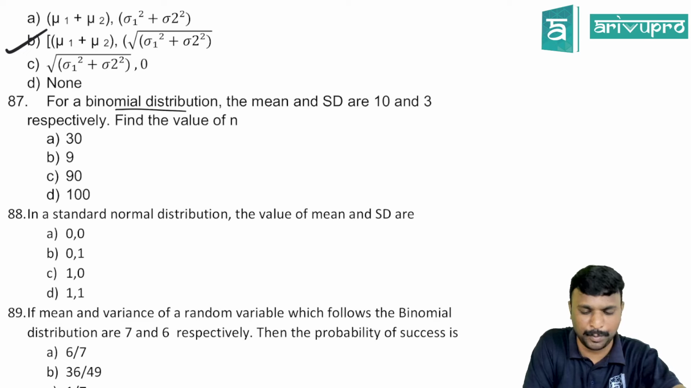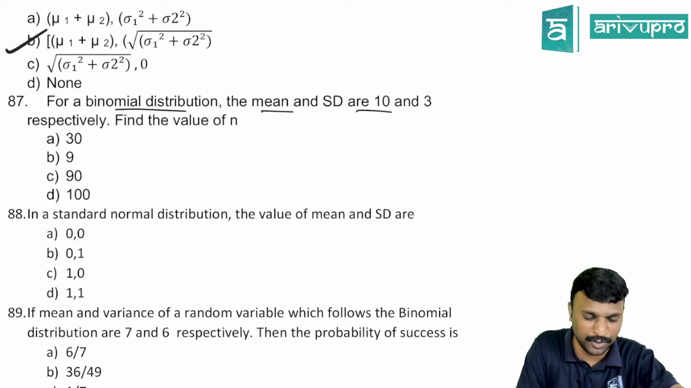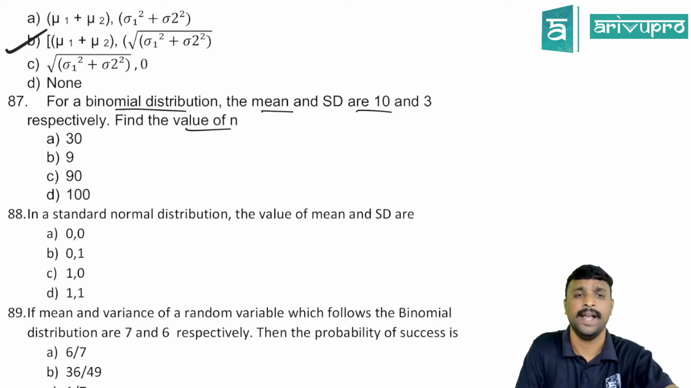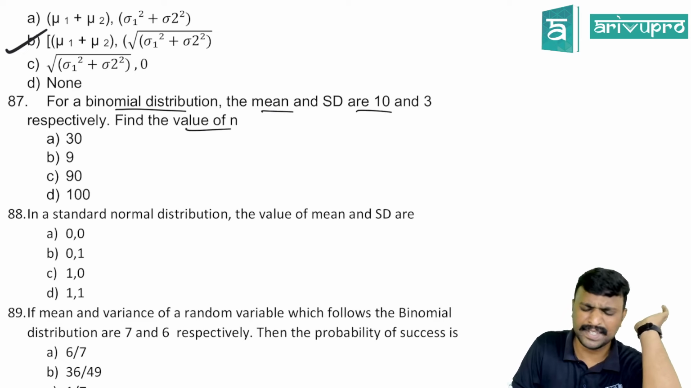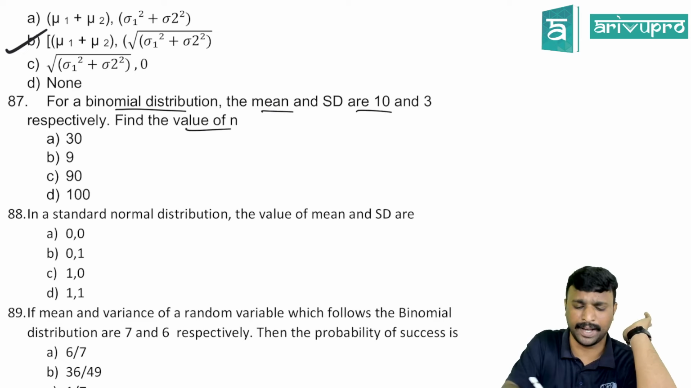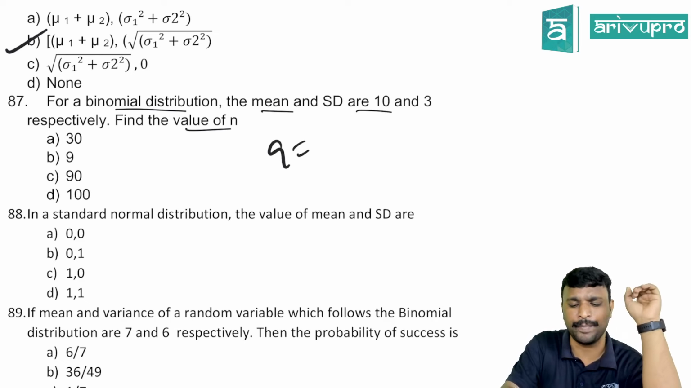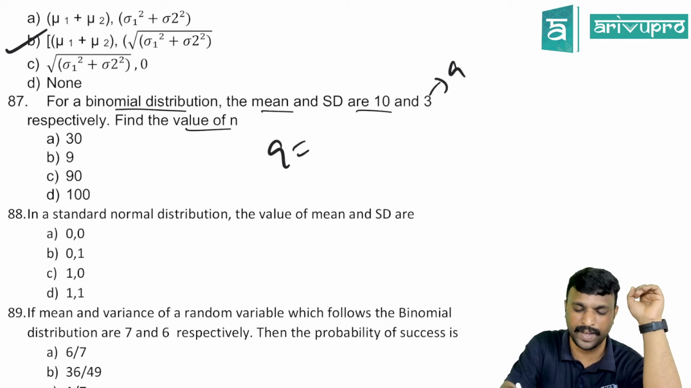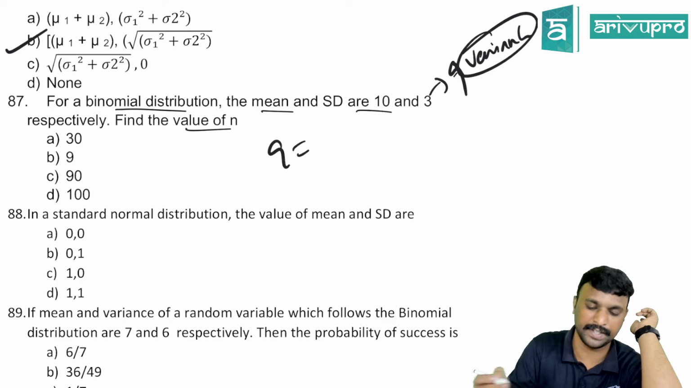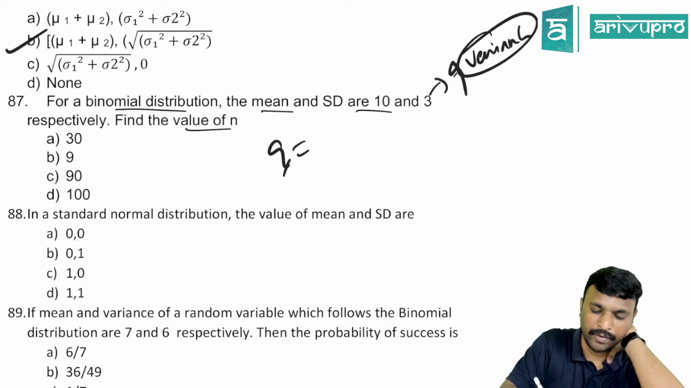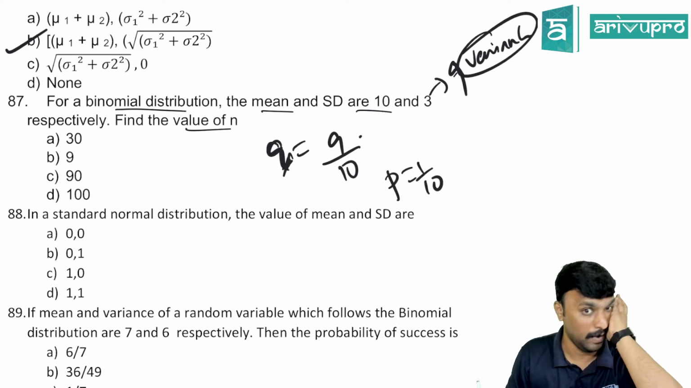For a binomial distribution, the mean and SD are 10 and 3 respectively. Find the value of n. Guys, when the mean and SD are given, you know mean and variance, right? So what is Q, guys? Variance is 9, because SD is 3, so variance is definitely the square of SD, which is 9. What is Q? Variance by mean. Variance is 9, mean is 10, so Q is equal to 9 by 10. What is P then? 1 by 10, because P plus Q is always 1.